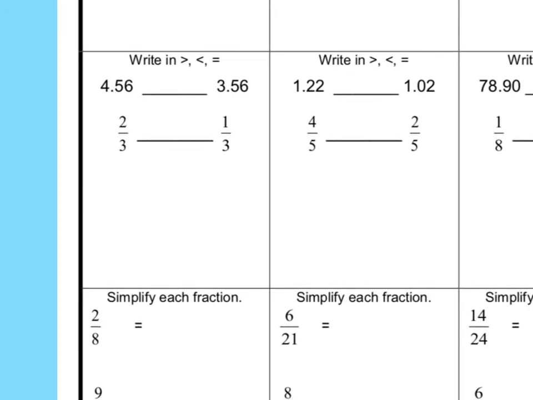For the next one, it says write greater than, less than, or equal to. So these are called inequalities. For the first one, we have 4 and we have 3. So obviously 4 is greater. For the second one, we have 2/3 and 1/3. 2/3 is greater.